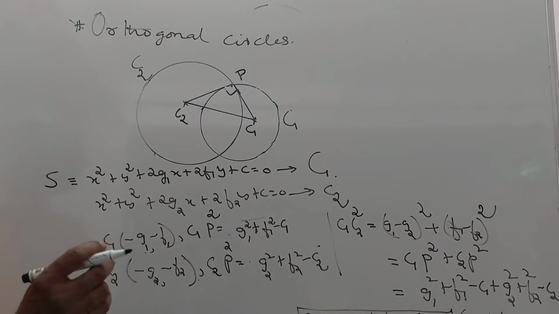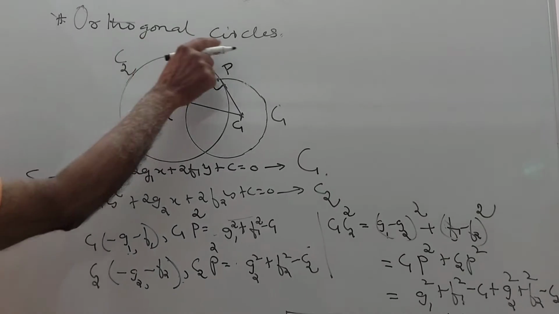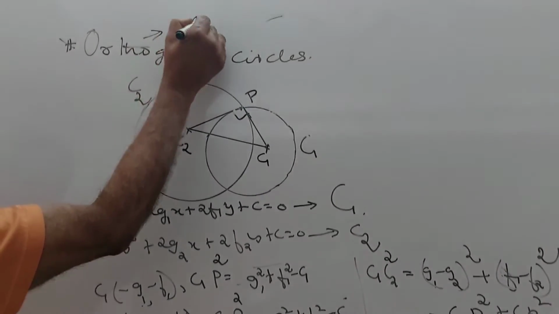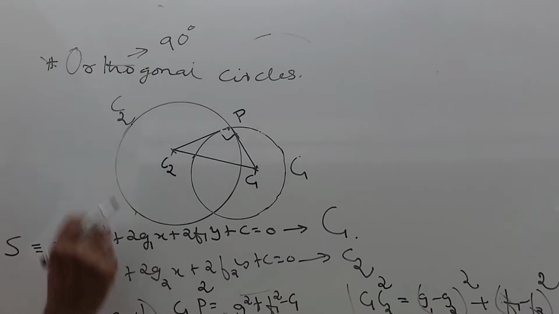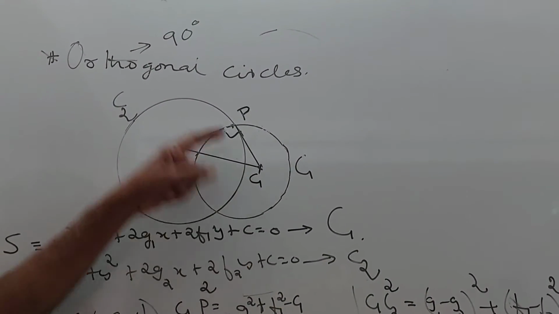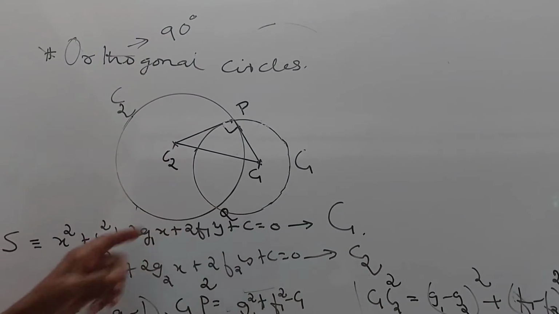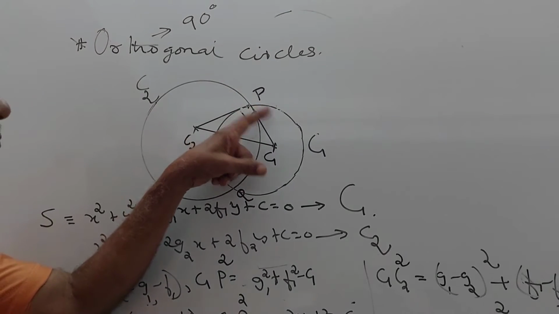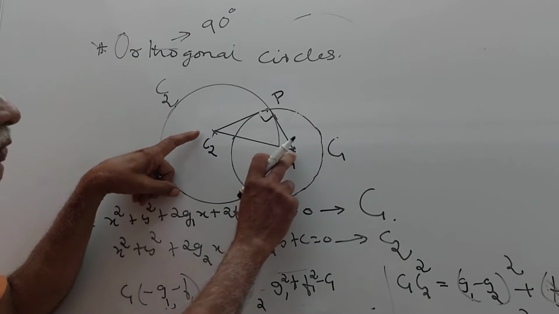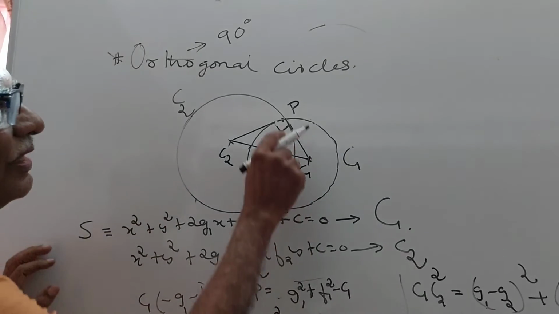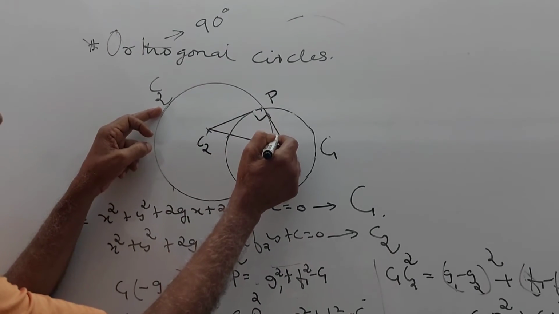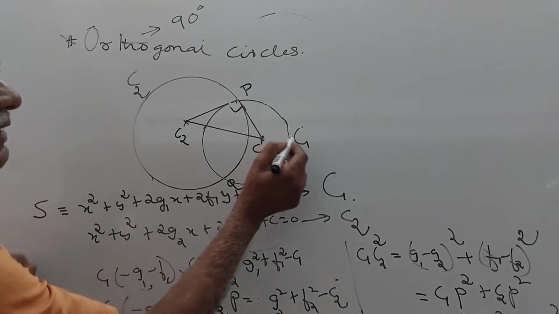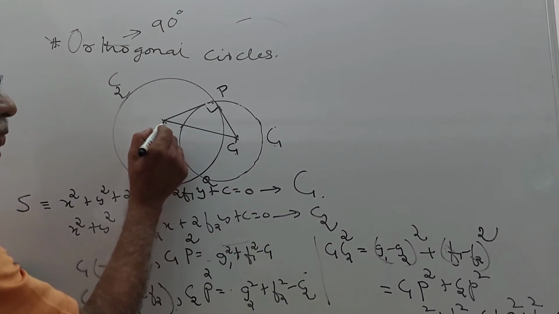Now we consider an important idea, orthogonal circles. Orthogonal stands for a 90-degree business. So we see two circles intersecting at P and Q. Now the tangent at P to this circle, the tangent at P to this circle, they move through the centers. You can see the tangent for the circle C2 at P moves through C1, and the tangent for the circle C1 at P moves through C2.